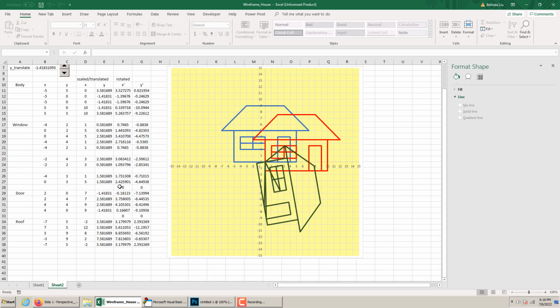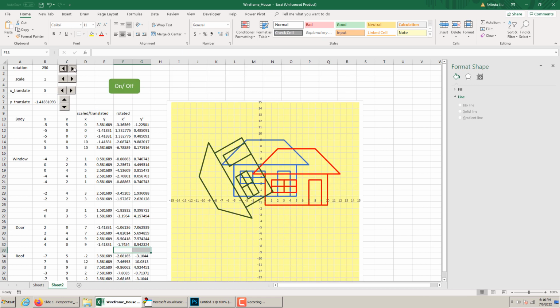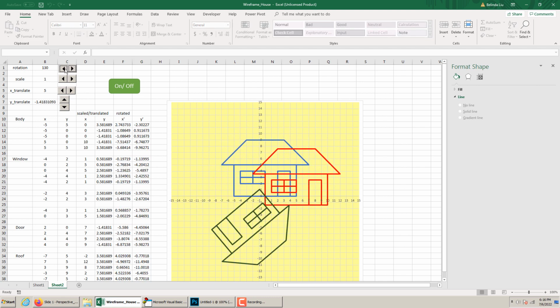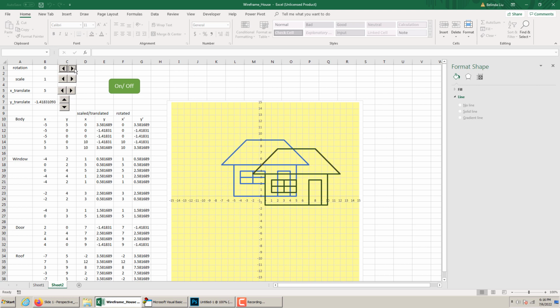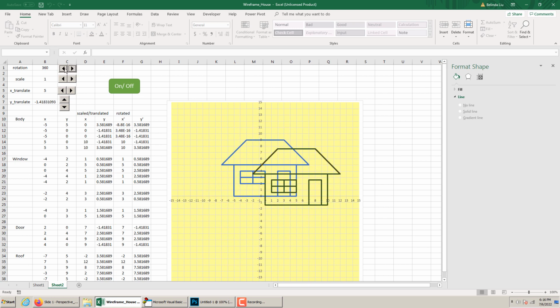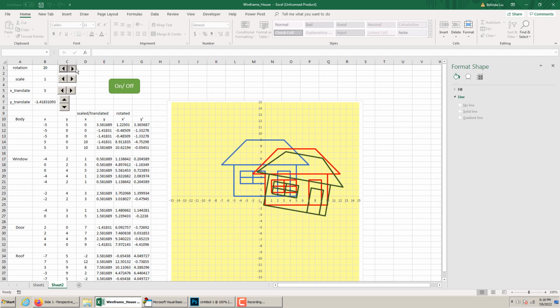Okay, let's continue deleting these artifacts. Okay, so now it goes from 0 to 360. I would like to implement a rollover feature.